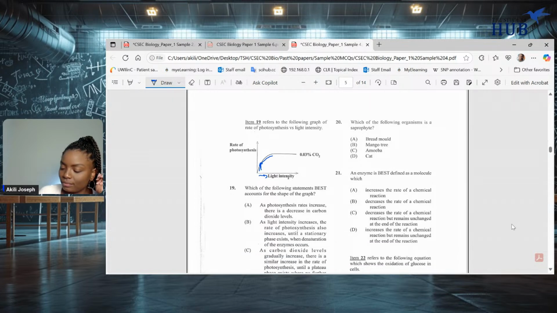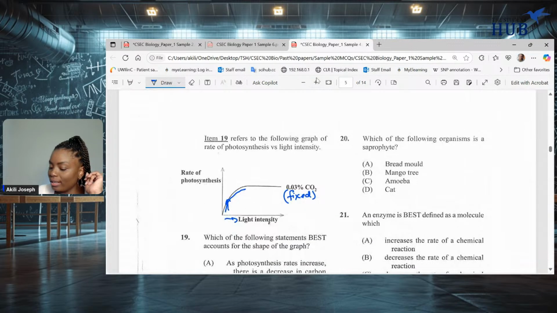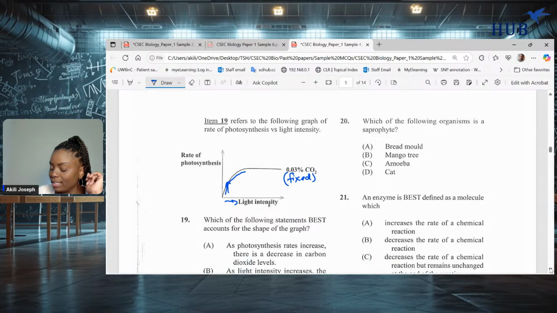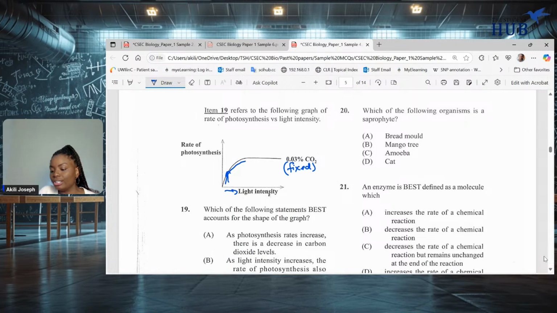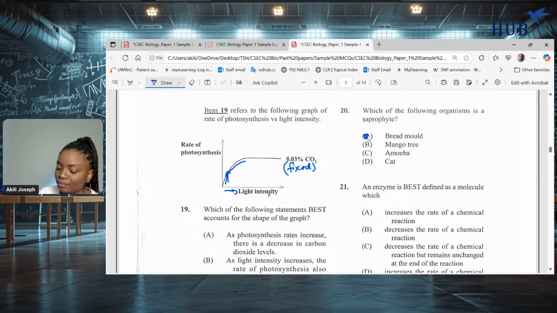20. So your carbon dioxide levels are fixed, right? So that's why it's not C. Which of the following organisms is a saprophyte? Is it going to be bread mold, mango tree, amoeba, or the cat? Kieran says skip and come back. Yes, it's definitely going to be A.